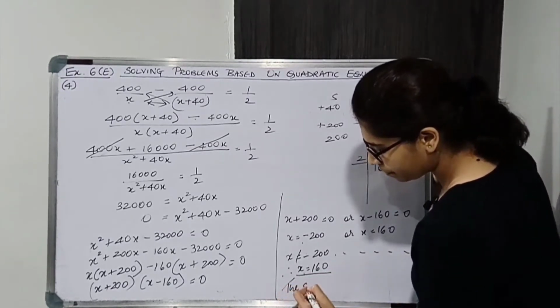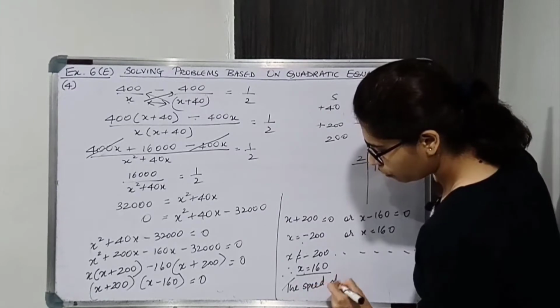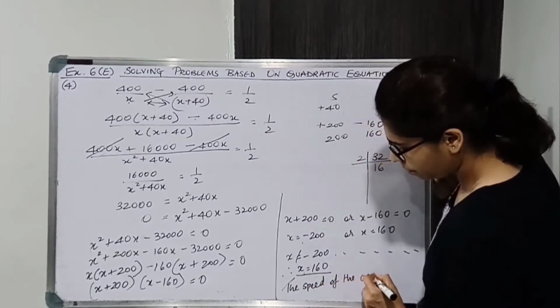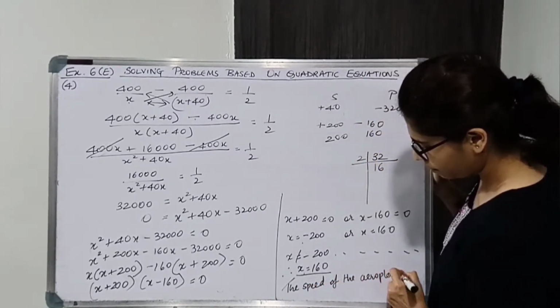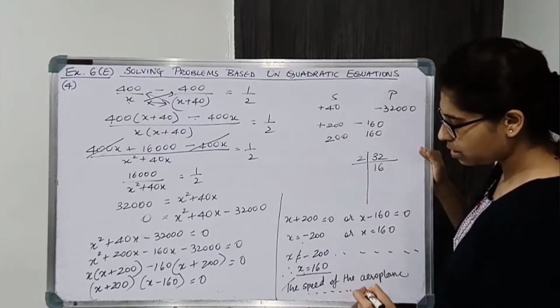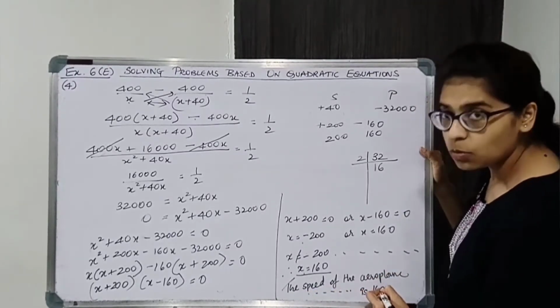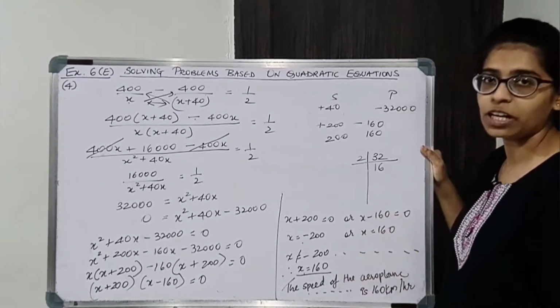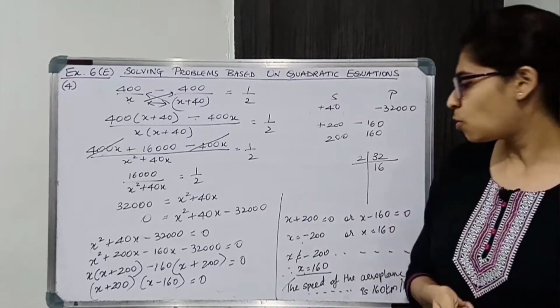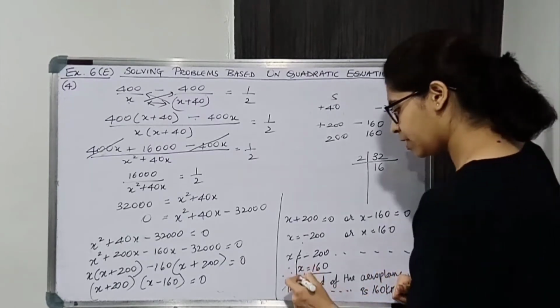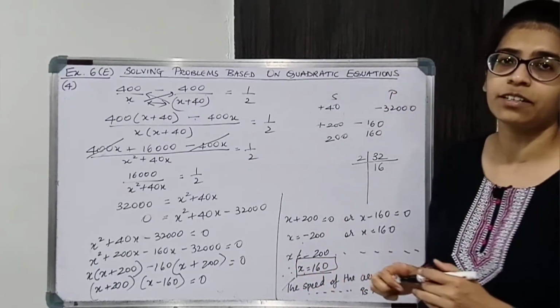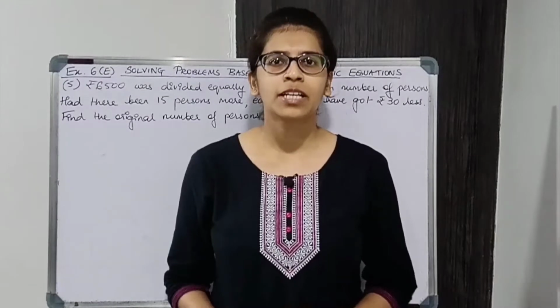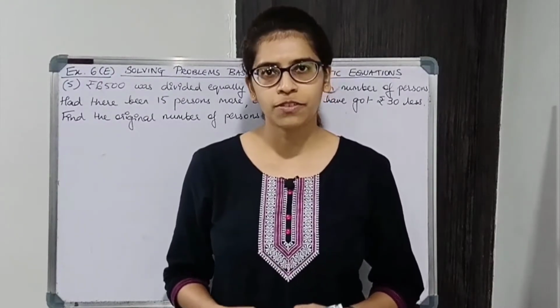The speed of the aeroplane for onward journey is 160 what? Kilometer per hour. Okay, don't forget the unit. So box the answer. Don't forget the final statement. Don't forget the unit. Moving on to next question. Question number 5.